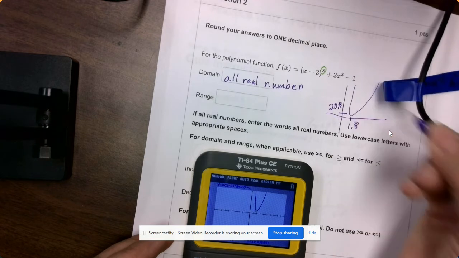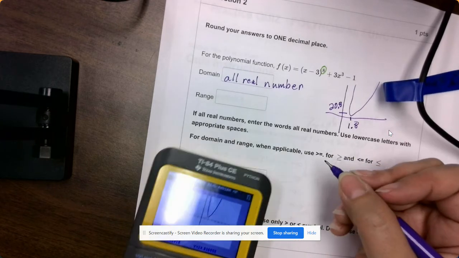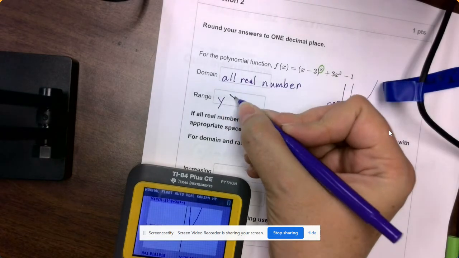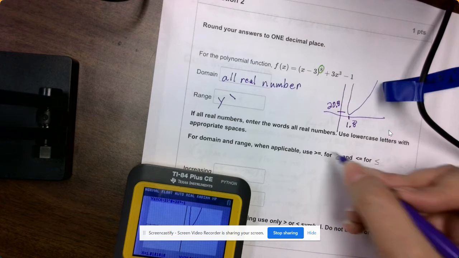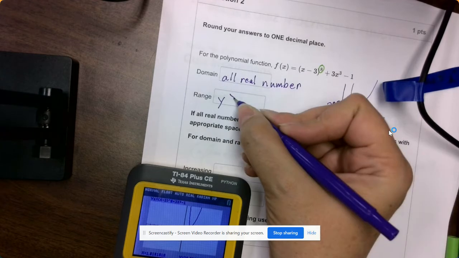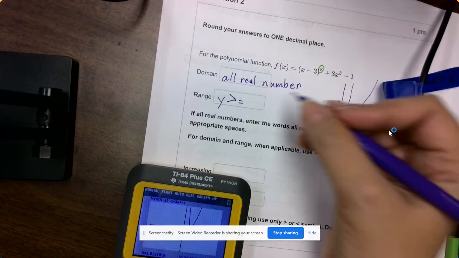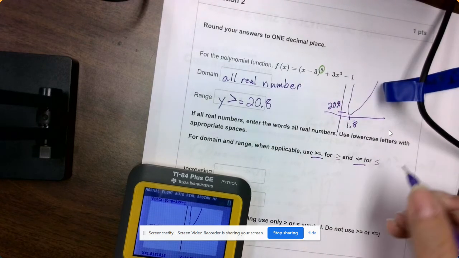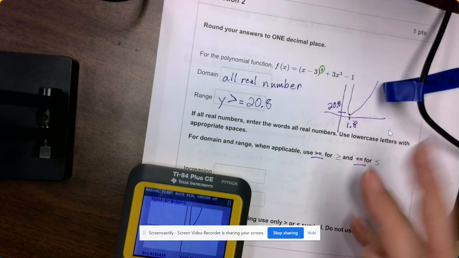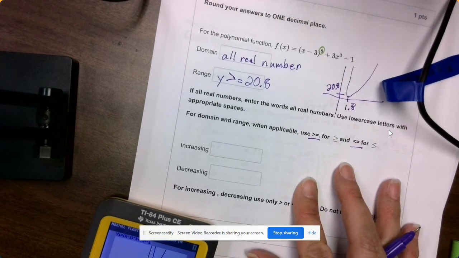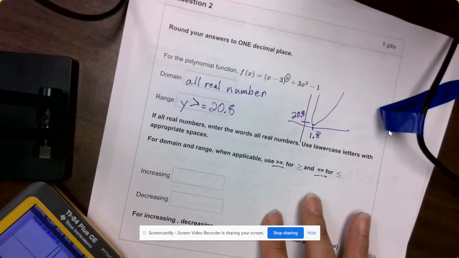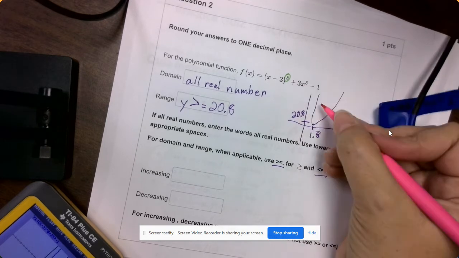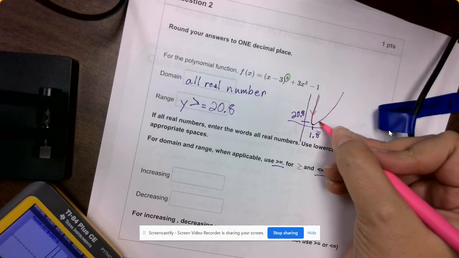Okay. So for the range, it's going to be y is greater than or equal to 20.8. Remember to use these symbols down here because it's going to include that value. For increasing, everybody, that's when it's going up. Remember, those are going to be x values, the same with decreasing. So where it's going down, okay, that's decreasing. Increasing is where it's going up.